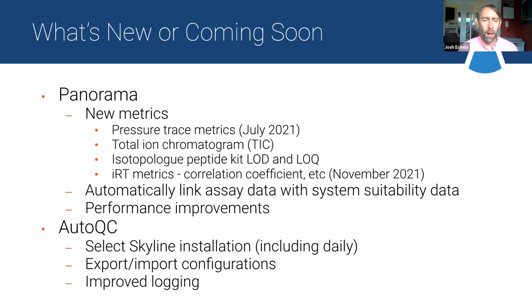And then on the AutoQC side, the team just in the past month or two released a great new update. It allows you to more easily choose which Skyline version it's using to do the analysis, including Skyline Daily. So it's very convenient to set up one configuration to look at one or another. You can import and export configurations, which is great if you're moving from one instrument machine to another. There's also improved logging and feedback so you understand what it's doing, and if it's having a problem, you can diagnose that and/or request support.